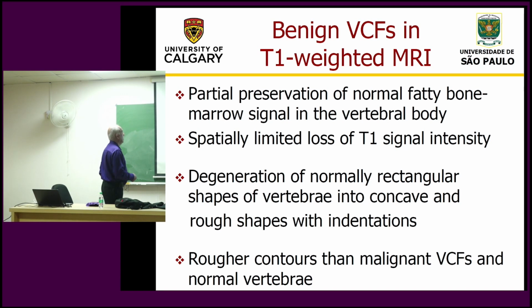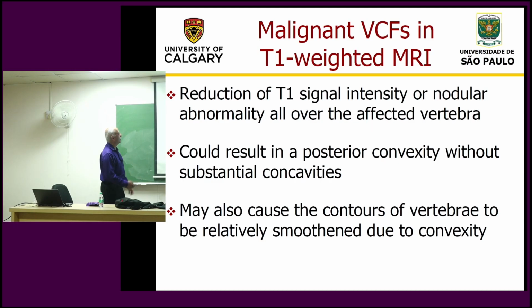So in T1 weighted MRI, there is partial preservation of normal fatty bone marrow signal in the vertebral body, benign condition. There is spatially limited loss of T1 signal intensity, that is, there could be some dark areas. There is degeneration of the normally rectangular shapes of vertebrae into concave and rough shapes with indentations or concavities. And the contours are rougher than malignant VCFs and normal.